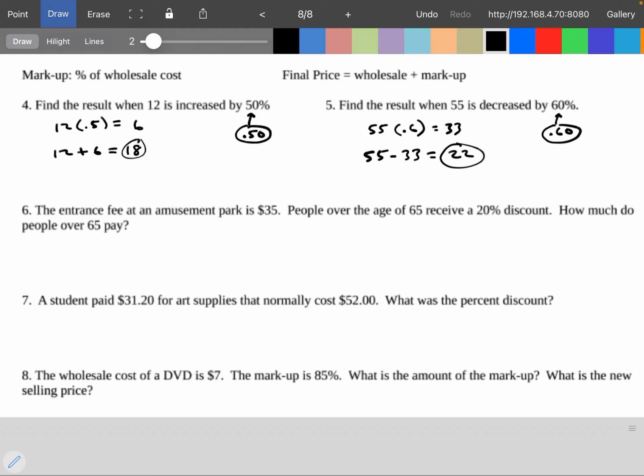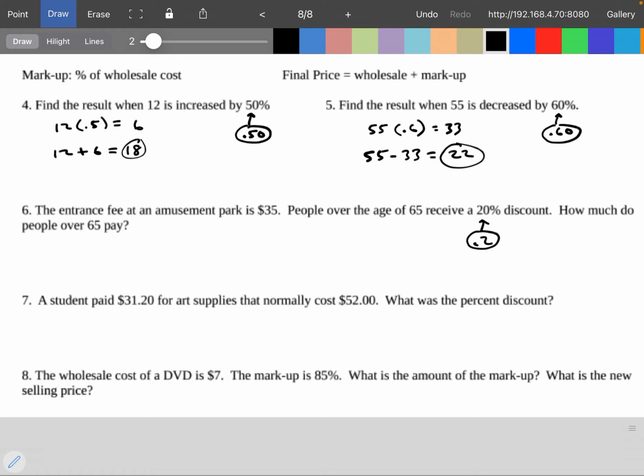Okay. So it costs $35 to get a ticket into an amusement park. And then senior citizens receive a 20% discount. So they want to know how much do the senior citizens have to pay. So kind of the same idea. We're going to find 20% of $35. And then are we going to add or subtract that? Yeah, we're going to subtract that off of the $35 because it's a discount, right?